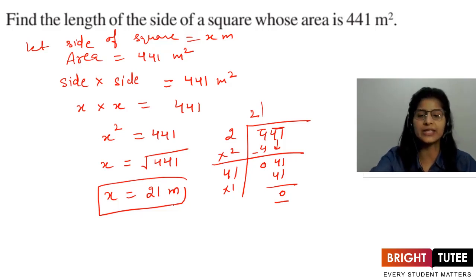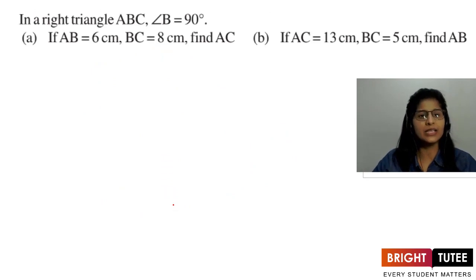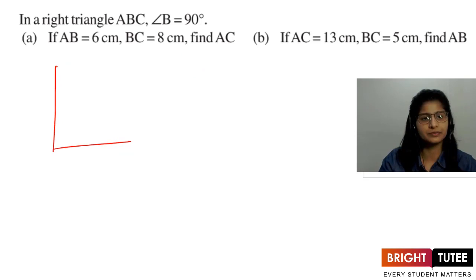Let's move ahead. Here is a question that says in a right triangle ABC, angle B is given as 90 degrees. So let's form the triangle first. Let this be a triangle. Okay. Here is B and it is 90 degrees. This is A and this is C. AB is given as 6 centimeter. What is BC given as? 8 centimeter. We have to calculate AC.